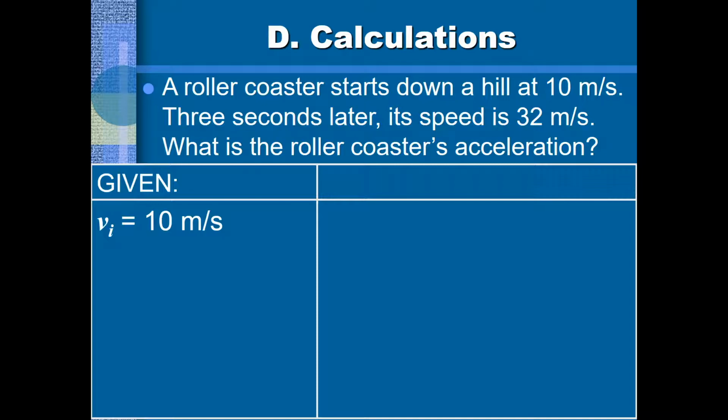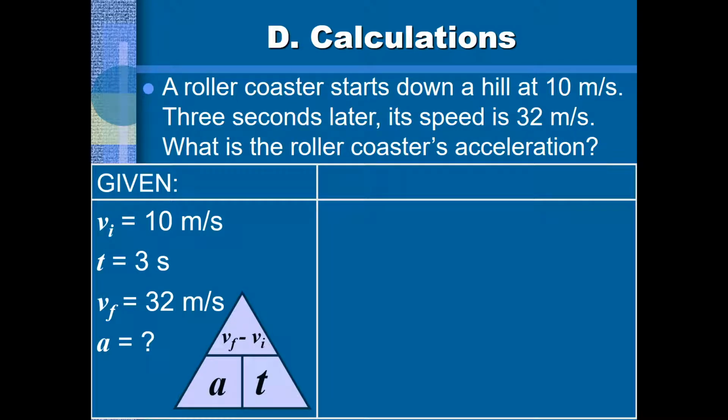3 seconds later, so 3 seconds is your time. Its speed is 32 meters per second. That's its final velocity, 32 meters per second. What is the roller coaster's acceleration? So that's the variable we're looking for. So we can draw our triangle, circle the A, and we see it's VF minus VI over T.